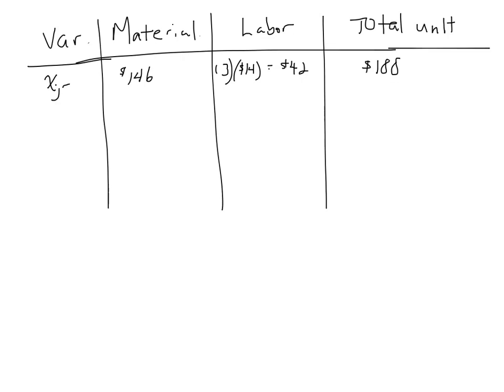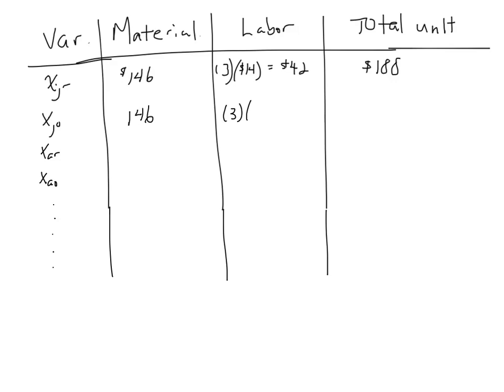We need to do the same thing for XJO, XAR, XAO, all the way down. I'm just going to do a couple of these so you get the gist of it, to understand what we're doing. So XJO, again, it's the base of 146 for material. It's still going to take 3 hours, but it's 1.5 times, so it's 14 times 1.5, so 21 bucks. All right, so that gives me 63 here. So that's a total of 209.